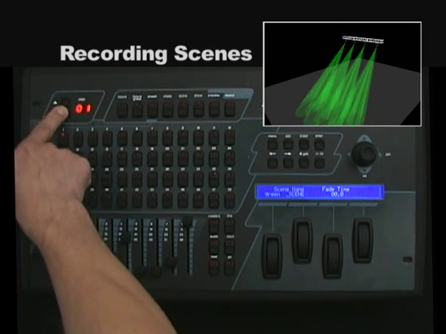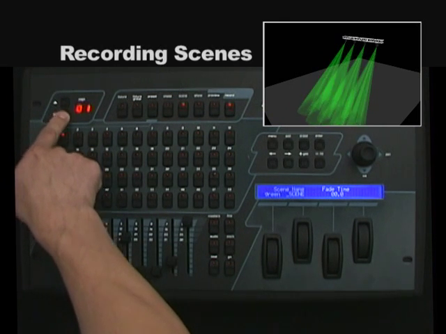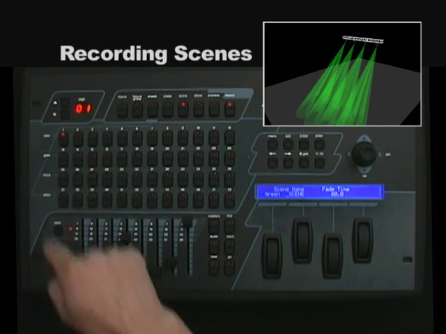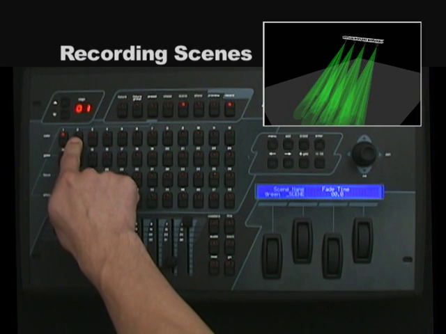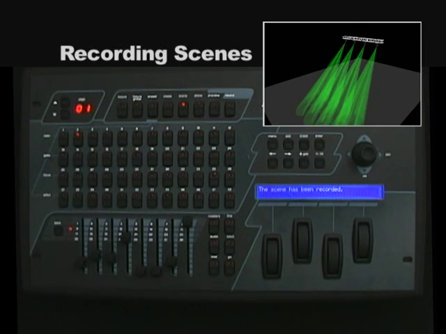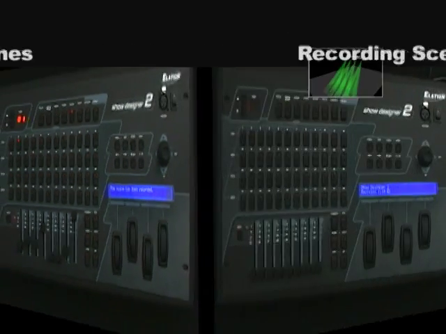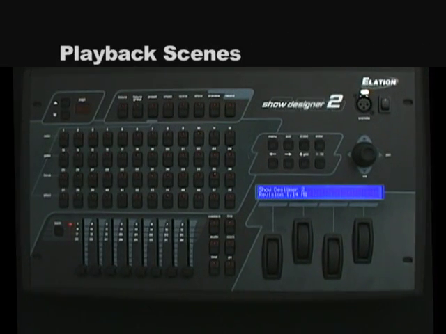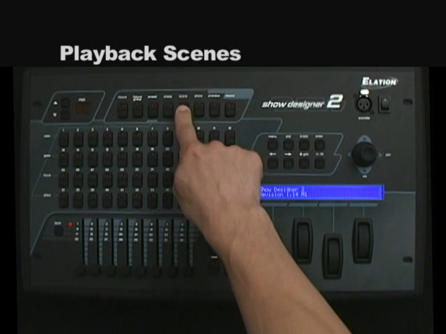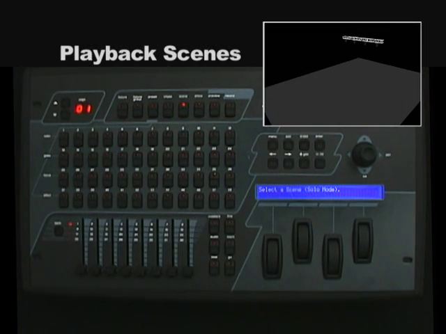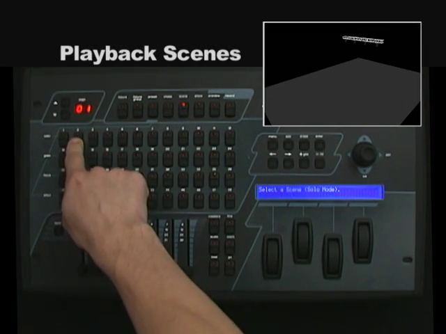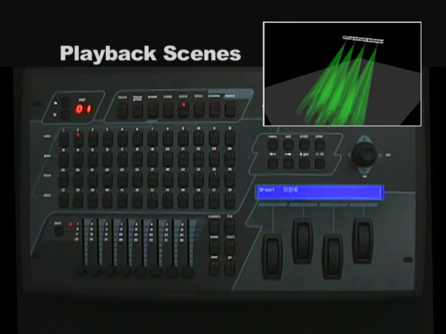You can use the up-down arrow switches to change between pages. I'll store my scene to button number 2. The scene will then have been recorded. To play back a scene, press the scene button followed by the desired scene that you wish to play back. It will play back immediately.